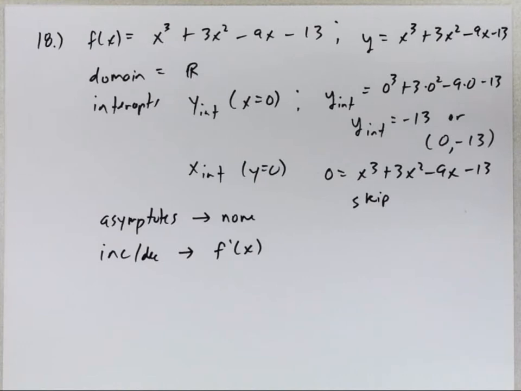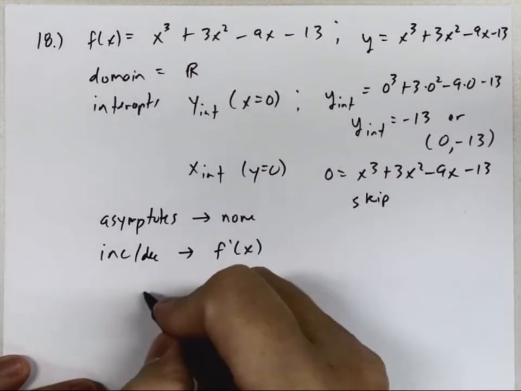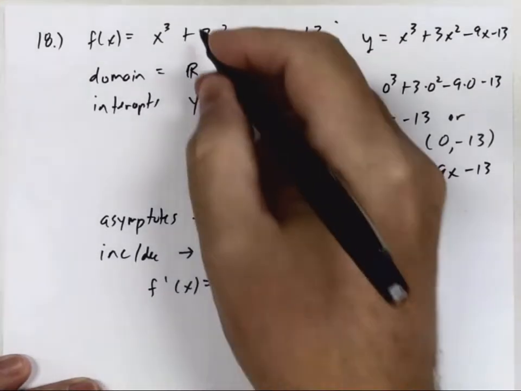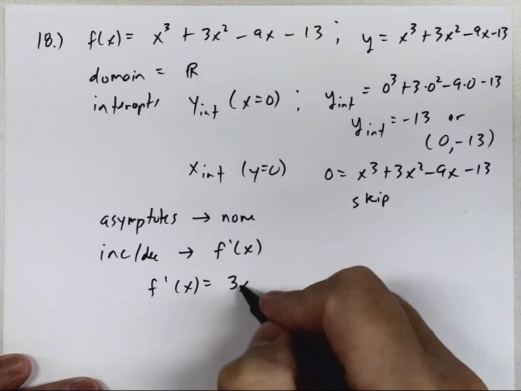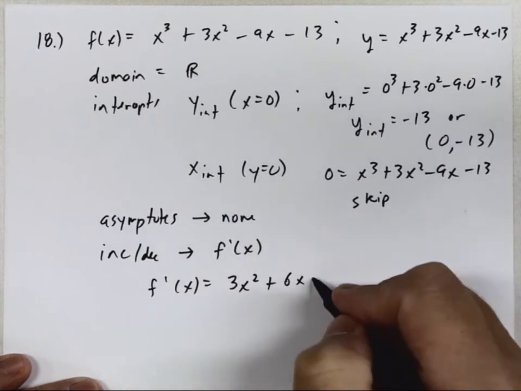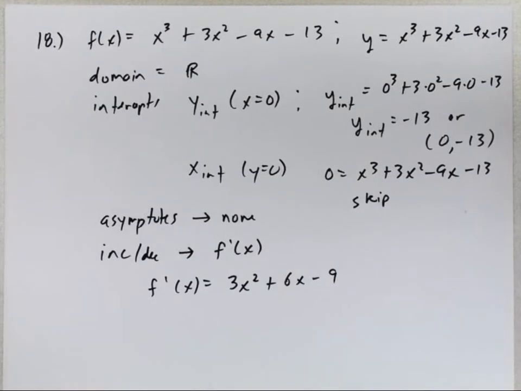And this is what we've been doing for a while now. You take the first derivative, find the critical points, go in, divide up your graph into regions, and for each region, see if it's increasing or decreasing. So this should be something we're pretty familiar with. First derivative, 3x squared plus 6x minus 9.